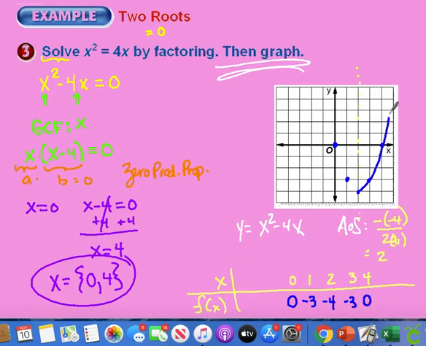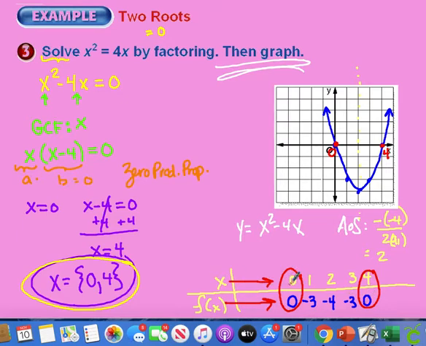So actually, by factoring and by graphing, we're able to see the solutions in 3 different ways. We were able to see them using the zero product property. We're able to see them graphically because we're crossing the x-axis at 0 and 4. And we're even able to see it in our table of values because f of x is equal to 0 when x is equal to 0 and 4. So we're able to see this algebraically, graphically, and with those tables of values.